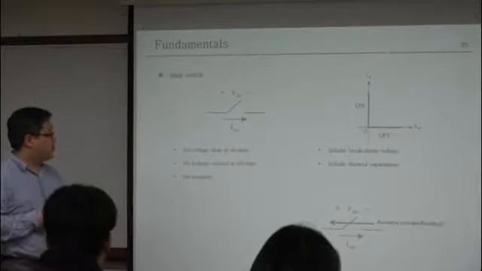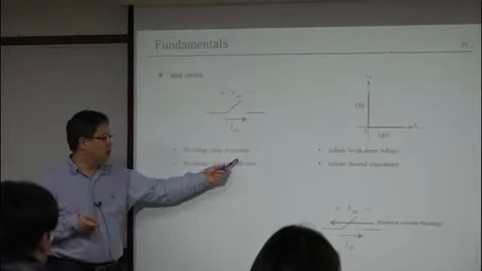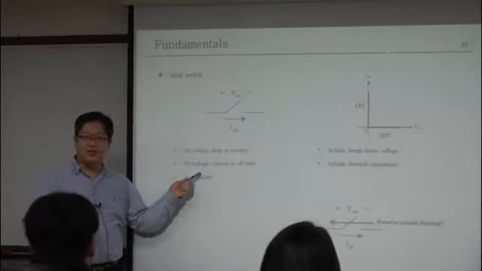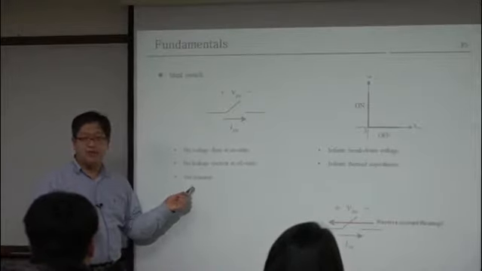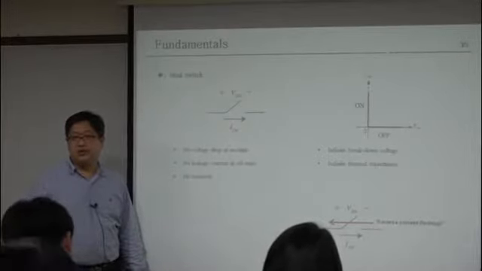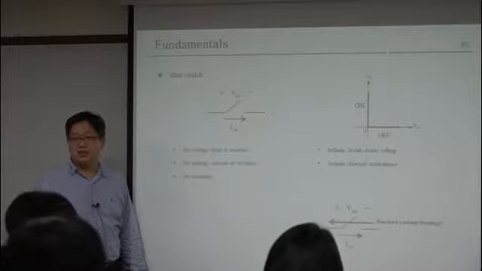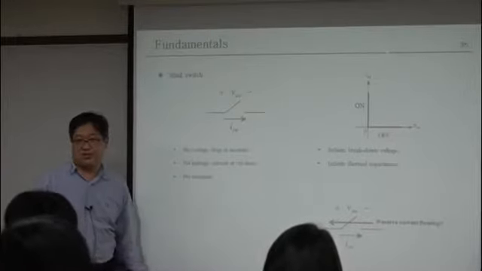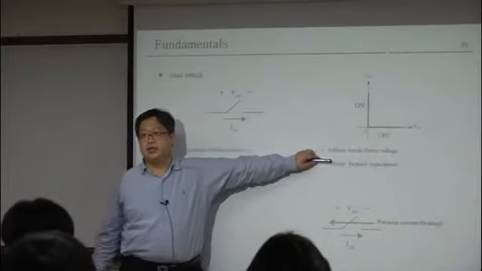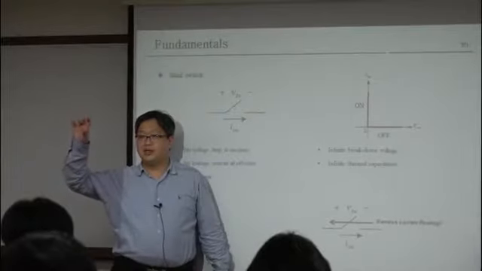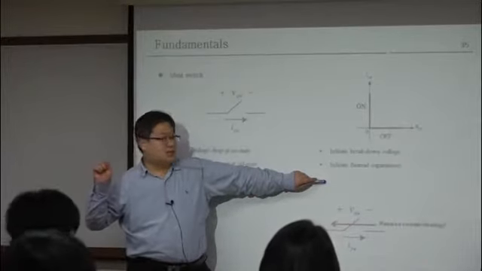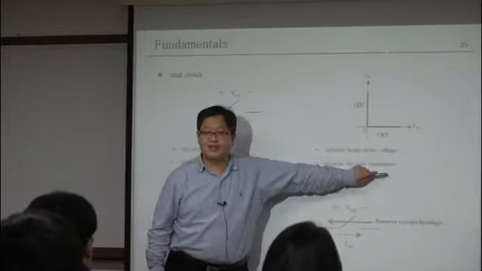Then what about in practice? In practice, if you turn on, you have voltage drop. In practice, if you turn off, you have leakage current. In practice, you have very, very significant transient waveforms. Usually, the power electronics system fails because of the transient. And what about the breakdown voltage? Yeah. In practice, you have the voltage rating. In practice, you have the current rating, but usually the current rating is determined by the thermal capacity.